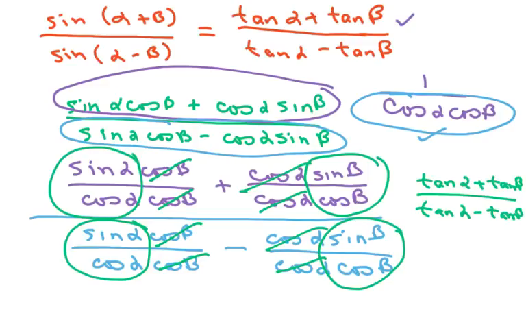So we did this little trick here by multiplying by 1 over cosine of alpha times cosine of beta. Okay, the next set we're going to do is very similar, but it's going to be with cosine instead.